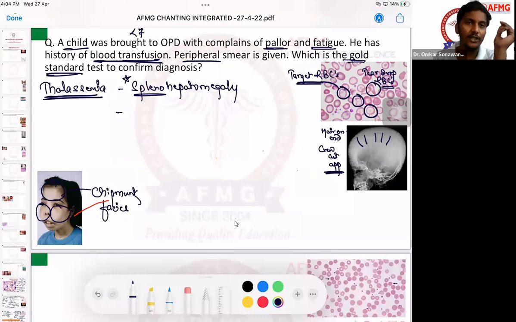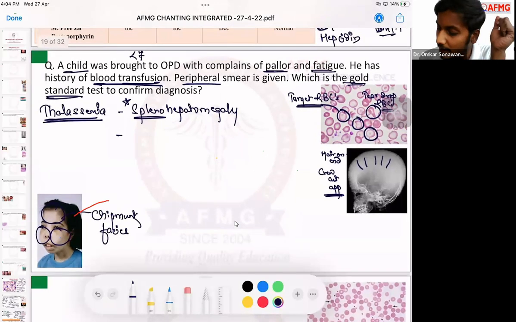So thalassemia, as we know, is a defect in globin chain production. It is a genetic mutation with the globin chain defect. I hope all of you are quite aware that hemoglobin is usually made up of heme plus globin chains, right?